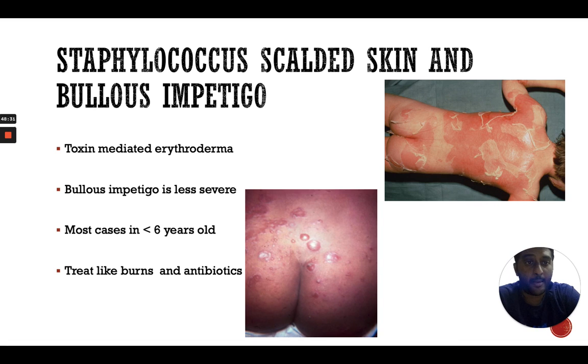Here the bullous lesions are only in a few places of the body. If it's all over and there is peeling of the skin, we should always suspect staphylococcal scalded skin syndrome. In most cases it occurs in children less than 6 years old. Treat like burns, with antibiotics. These patients definitely require admission.